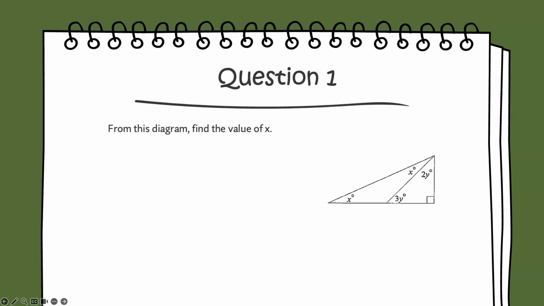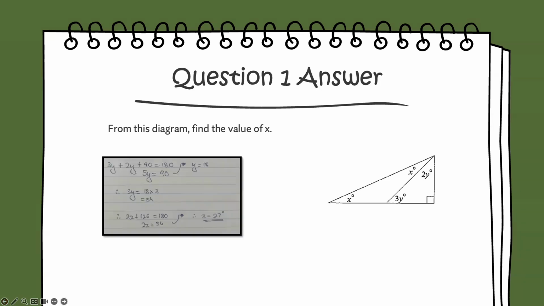From this diagram, represent the value of x. Initially, you can see we're confused where we're just given x, 3y, 2y. There's no actual numbers. So, sometimes you may think, okay, what is actually going on here? But if we break this down, it's actually not that difficult of a question.